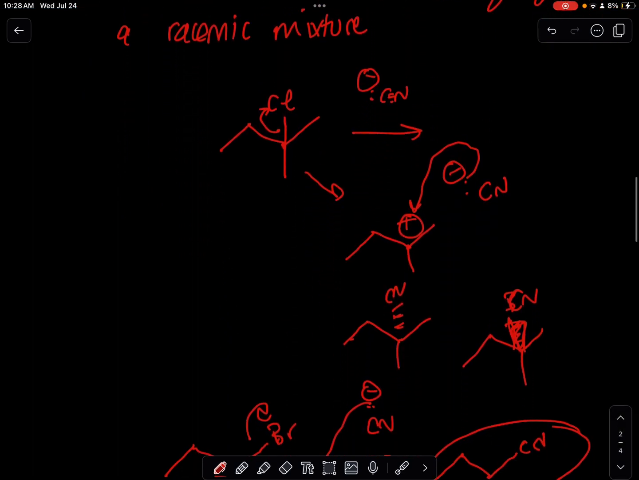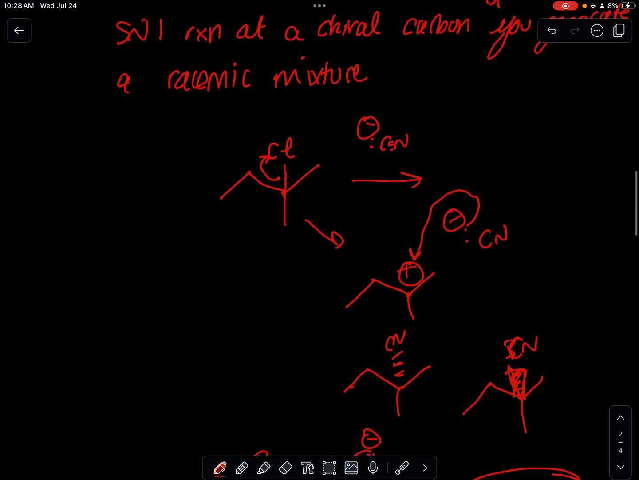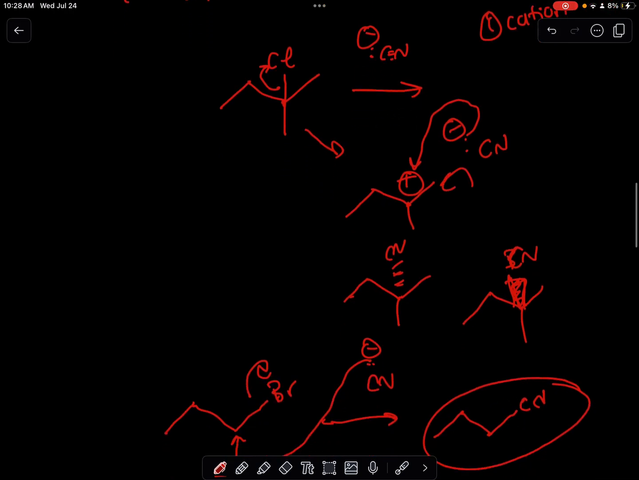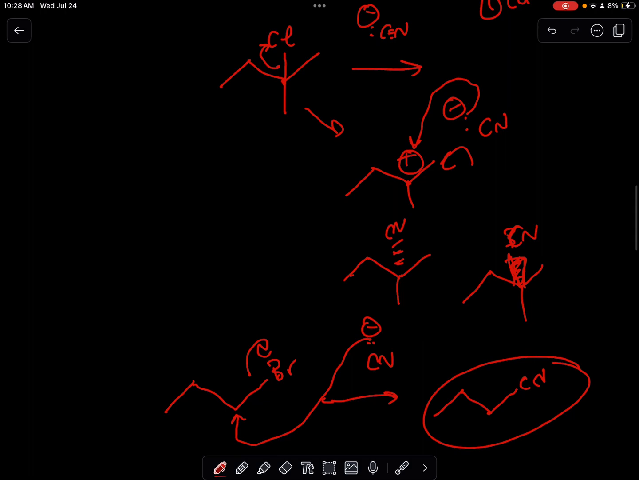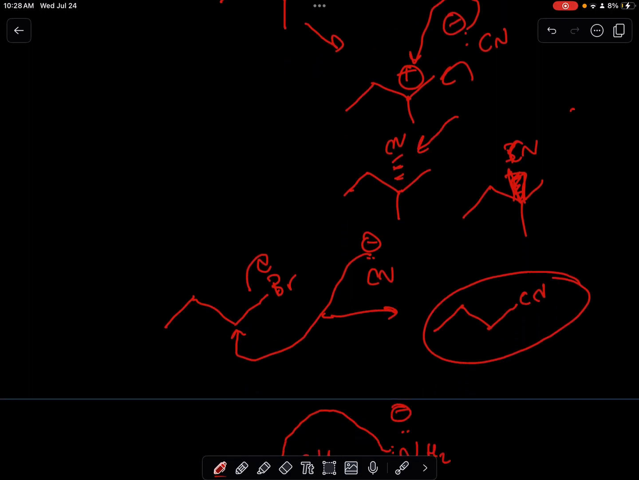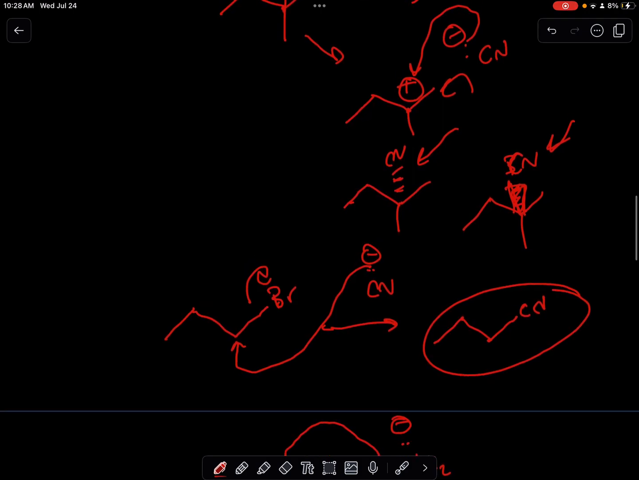So if we look at this example, let's go through the steps. First, we generate the cation. So this is an SN1. So the leaving group leaves. Expel the leaving group, there's our cation. Then the nucleophile is going to attack, and we generate our racemic mixture with the dash and the wedge.